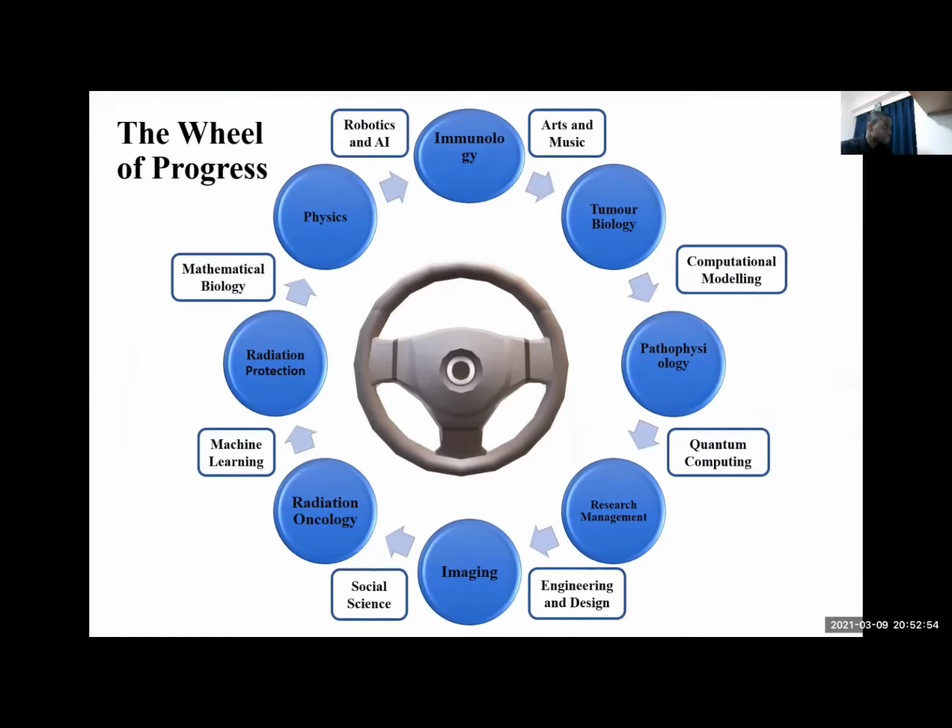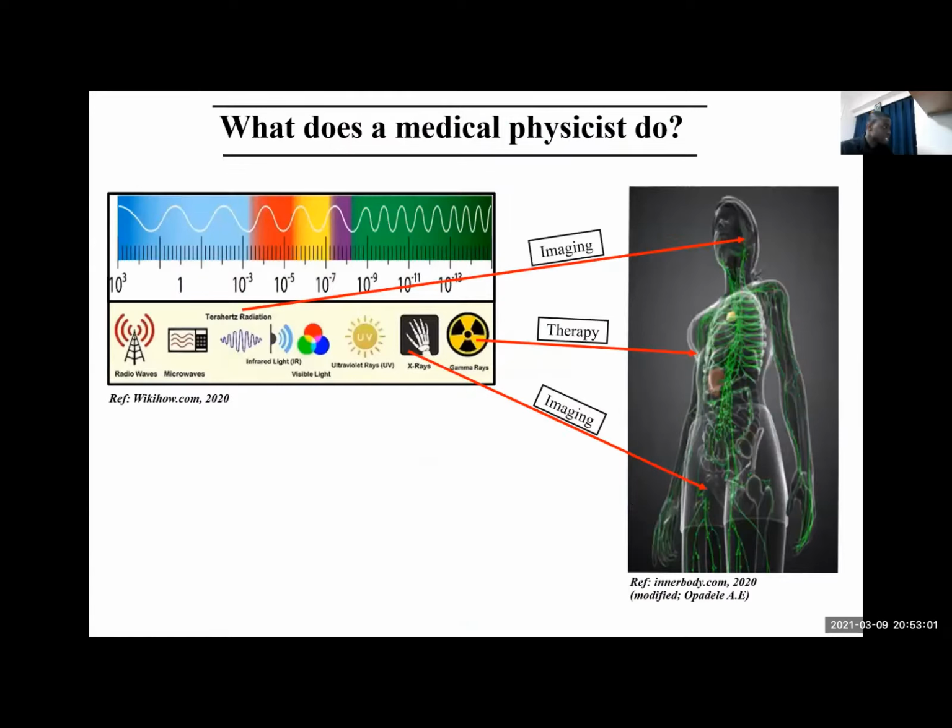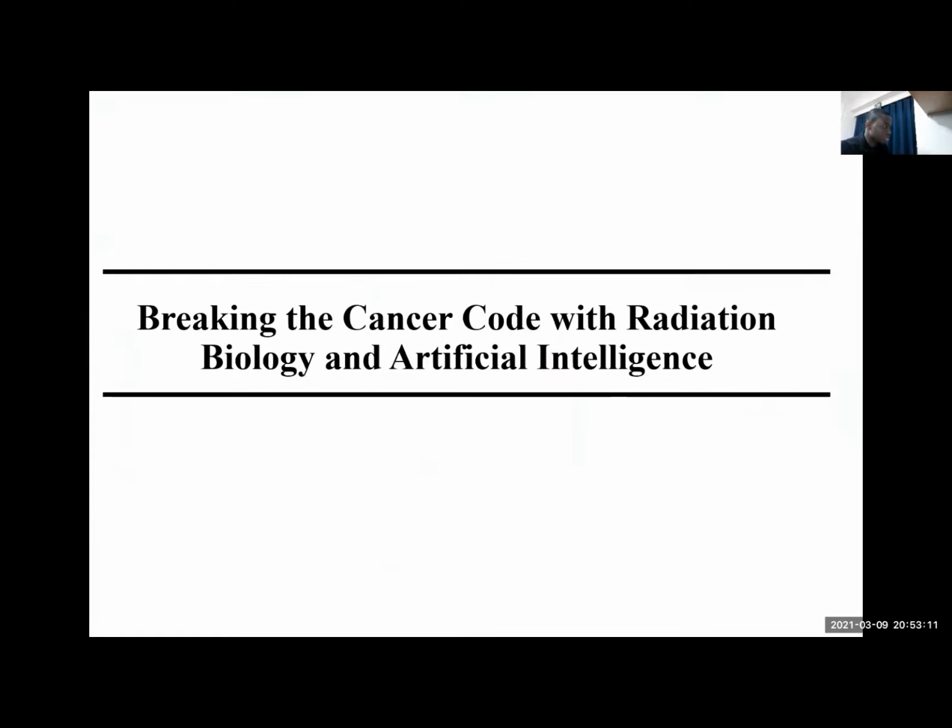And you can take a deeper look into this in your PDF document. I call it the Wheel of Progress. Now, you've probably seen this over time during the course of the Harmattan school. So what does a medical physicist do? We definitely use the principles of the electromagnetic spectrum chart to solve varieties of problems. So let's go into the lecture, radiation biology.